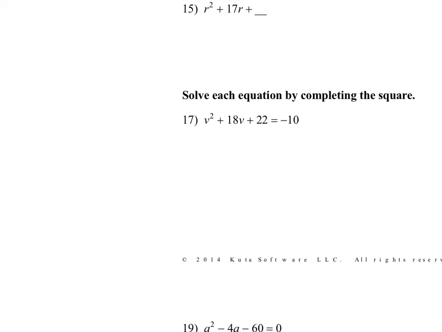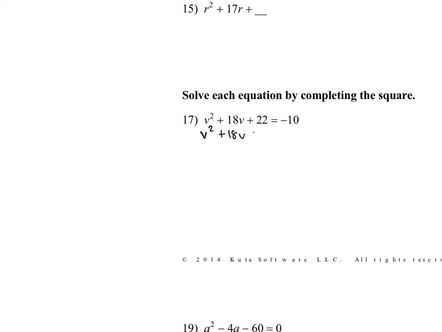Here, the directions are simply solve each equation by completing the square. So I'm going to go through, I think, 4 examples of completing the square with you, just to show you a variety of what could happen. So the first thing I'm going to do is add 10 to both sides. You always want to start when your equation is equal to 0.